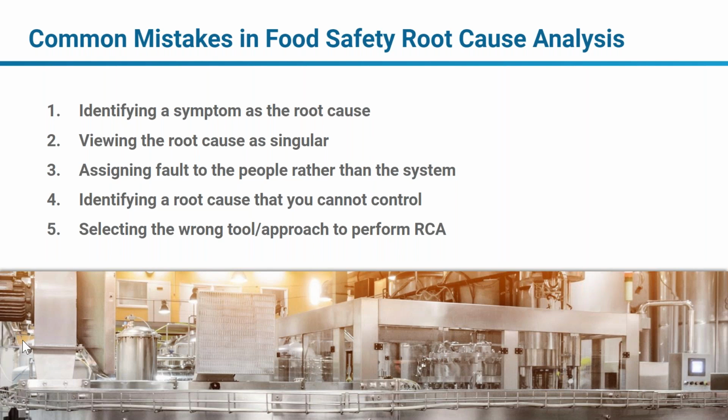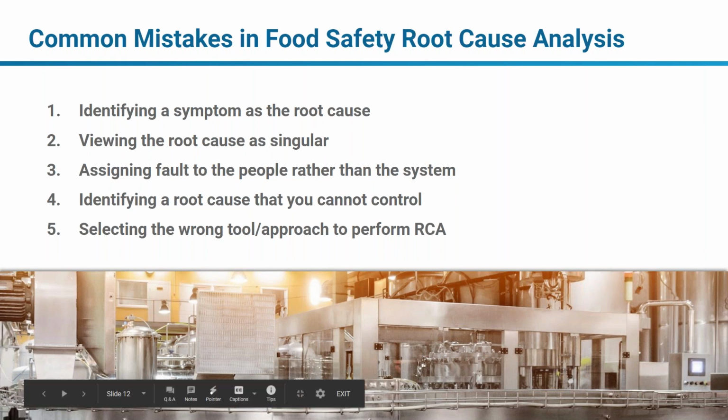And identifying a root cause you can't control. And typically when you do this, the corrective action is you're going to conduct extra checks. And I know there's tons of people who have implemented additional checks as a corrective action, but those extra checks are only gathering additional information. They don't actually control your problem. And the last one is selecting the wrong tool or approach to perform an RCA. So complex problems require tools that allow for thorough brainstorming sessions, while more simple problems can utilize tools such as a 5 why.